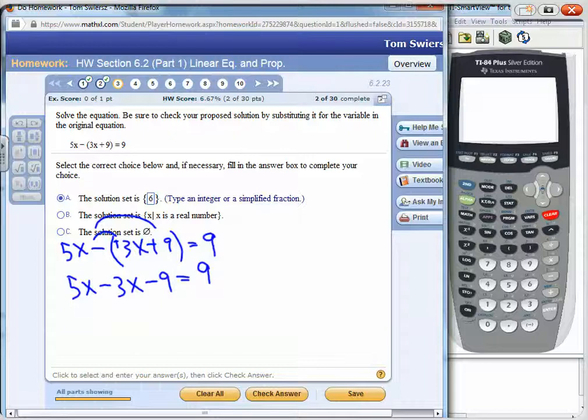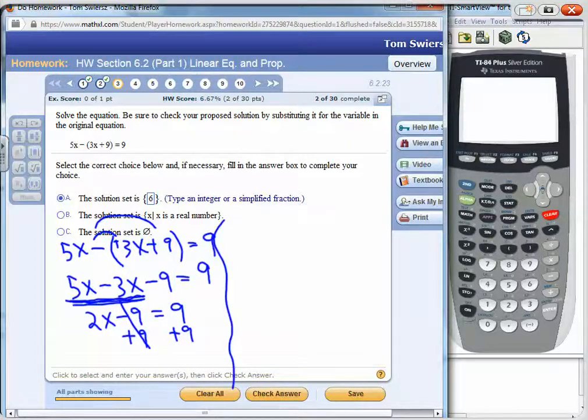Next step is we can combine these two similar terms. They're both on the same side of the equal sign. 5x minus 3x is 2x. We still have the minus 9. Now we're back to a problem similar to the first two. 2x minus 9, we want to get rid of the minus 9, so we're going to add 9. Since it's a minus, we add 9 because negative 9 plus 9 is 0. That's why we add 9.